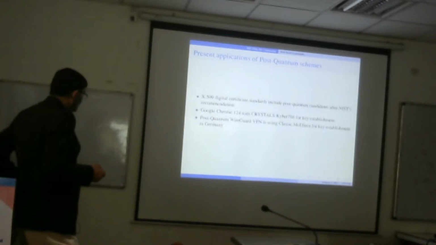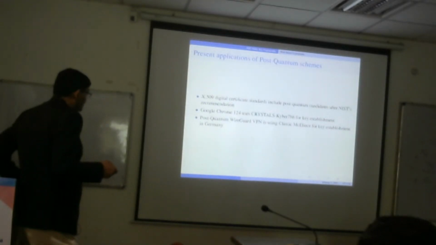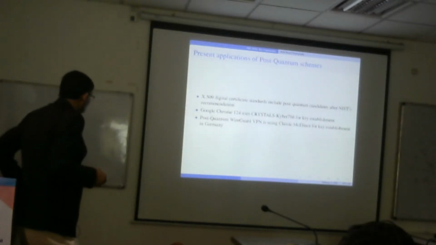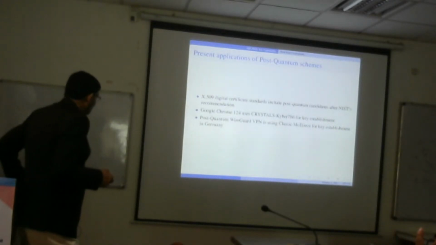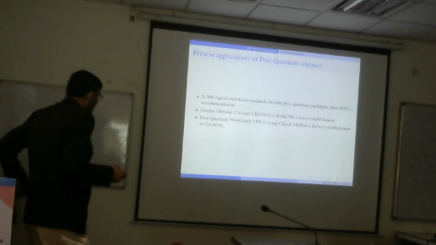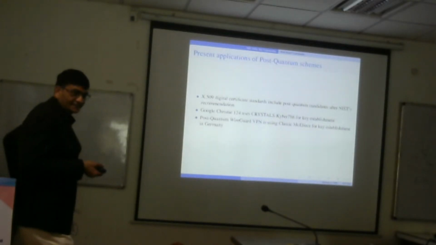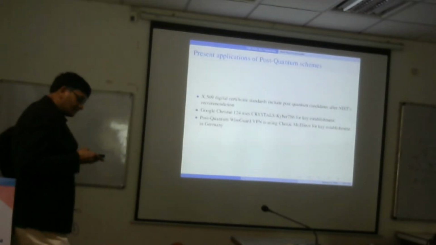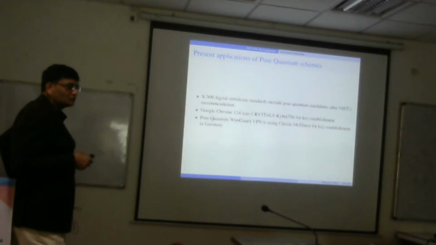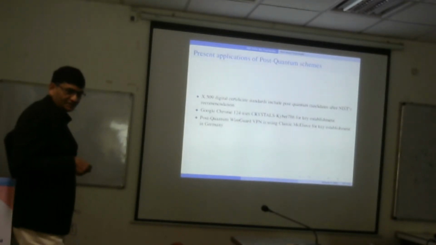Okay, so what are the present applications of post quantum? Like in Google Chrome 124, users can use Crystals-Kyber now. Now the X.509 digital certificate standard is there where post quantum algorithm candidates have been recommended. Then in other places, like WireGuard VPN, which was using classical cryptosystems, they have started using post quantum cryptography, but because of certain challenges in the computation, key size and running time, a lot of latency issues are coming.